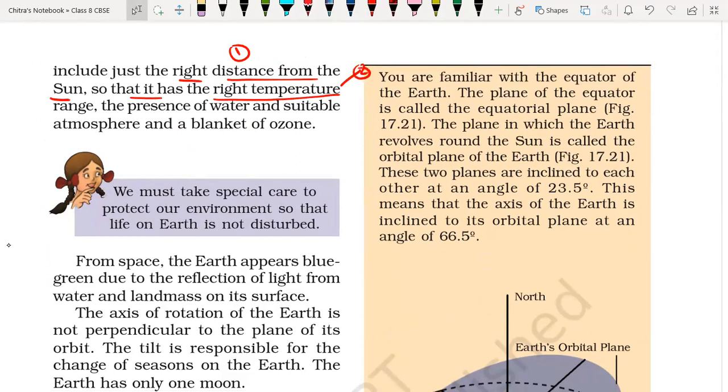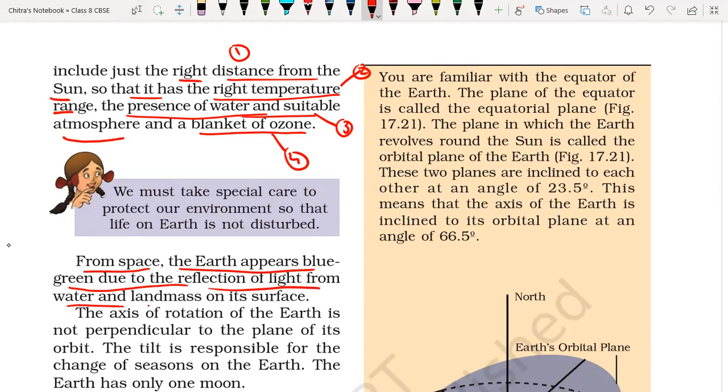This is the second condition. Then the presence of water and suitable atmosphere. This is the third condition by which life is possible on Earth. And last but not least, the blanket of the ozone. So these are the four reasons by which life is possible on Earth. From space, the Earth appears blue-green due to the reflection of light from the water and landmass on the surface.